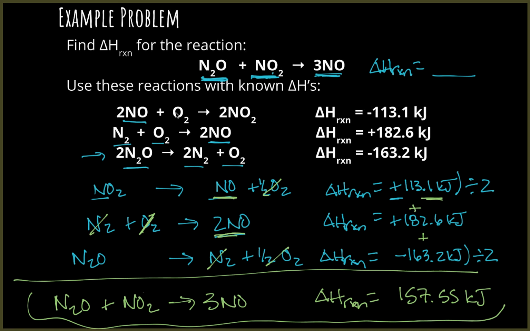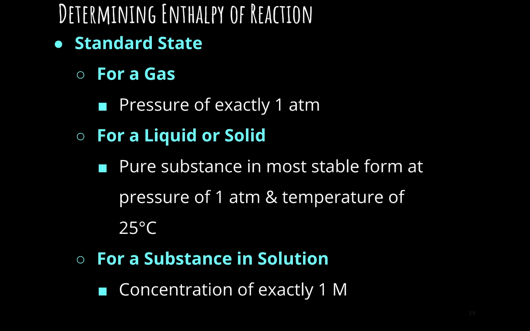Okay, so a little bit confusing at first, but once you get the hang of it, they're really not that bad. Just think of it kind of like a big puzzle. You have to rearrange all those equations to get them to add up to the overall equation, make your adjustments to the delta H values, and then you add them all up. So before we look at the other way that we can calculate the overall heat of reaction, there's a couple of things we need to talk about.